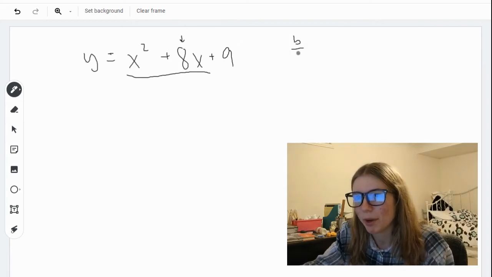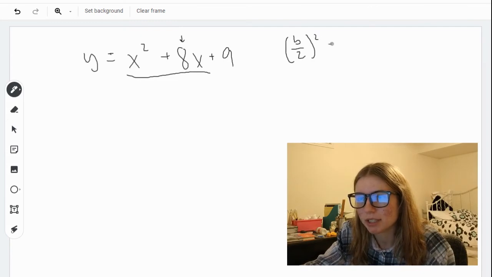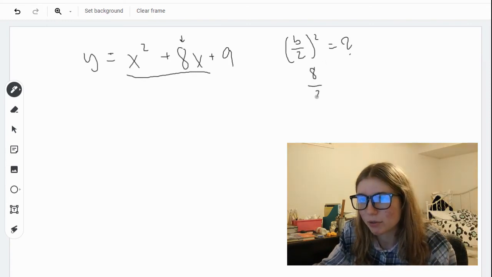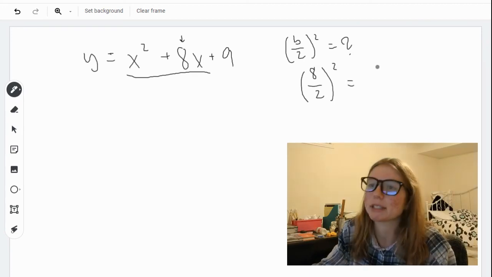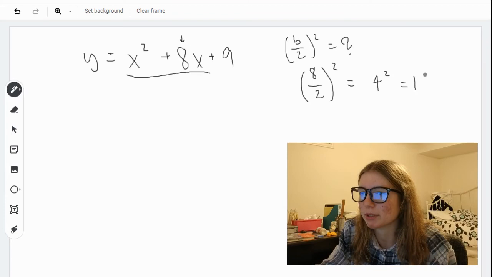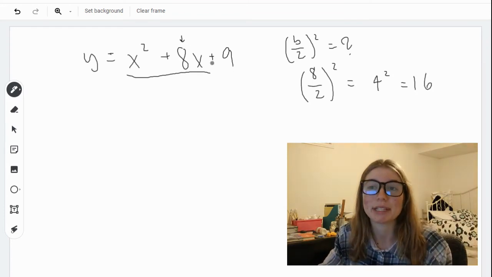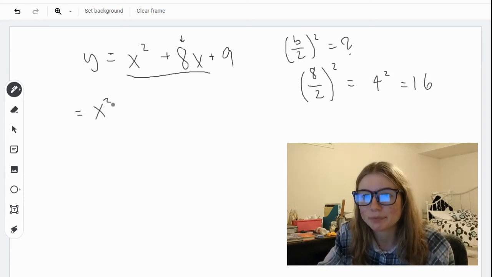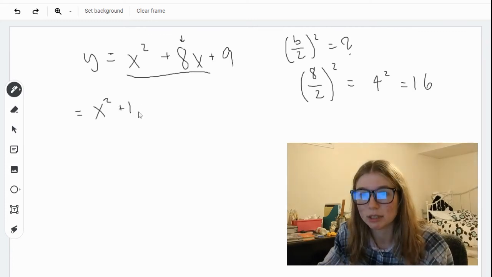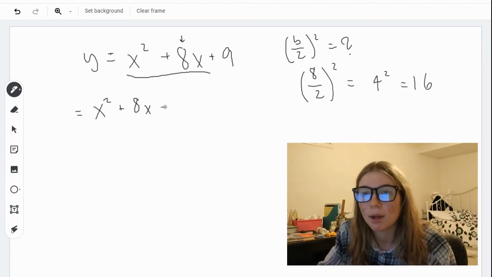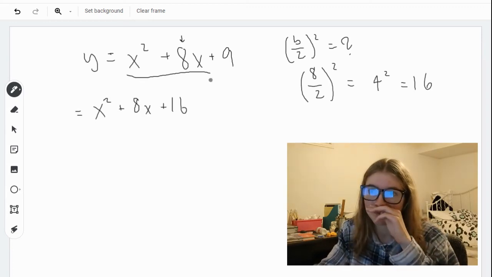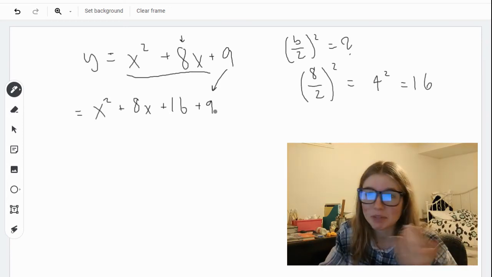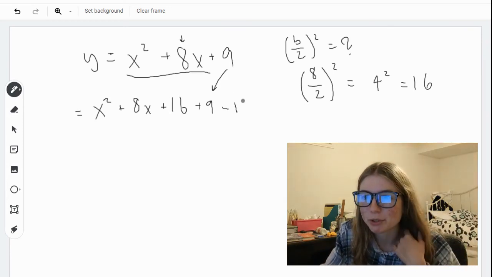We remember our equation, b over 2 squared equals our magic number. So we're going to take 8, do 8 over 2 squared, which is going to equal 4 squared, which is going to equal 16. So 16 is the number we need to have in this equation in order to be able to complete the square. So we're going to say x squared plus 8x plus 16. We can't forget the plus 9. And then, because you're adding 16, and you can't just do that, we are also going to subtract 16.